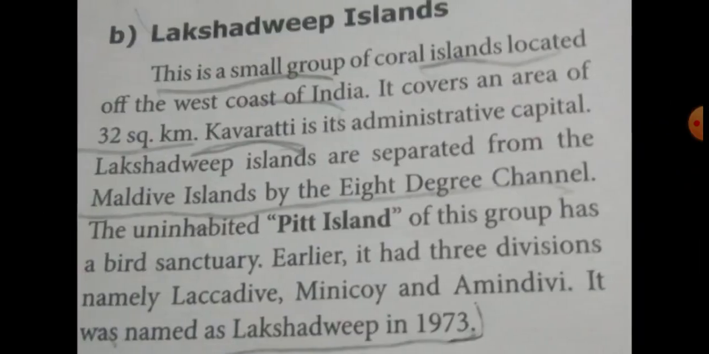Next is the Lakshadweep Islands. Lakshadweep is a small group of coral islands. It is located off the west coast of India. The total area is 32 square kilometer. Kavaratti is the administrative capital of the Lakshadweep Islands. These islands are separated from the Maldives Islands by the 8-degree channel.